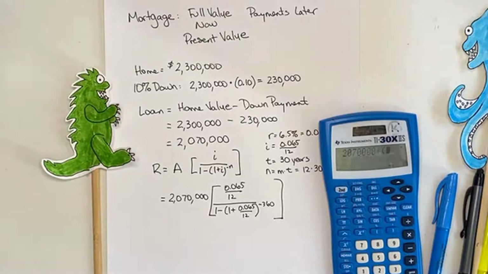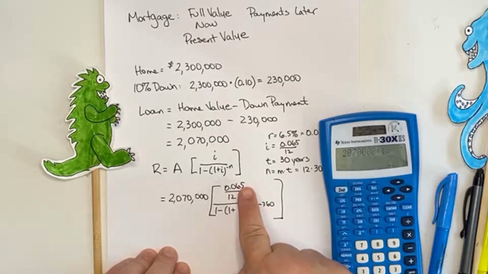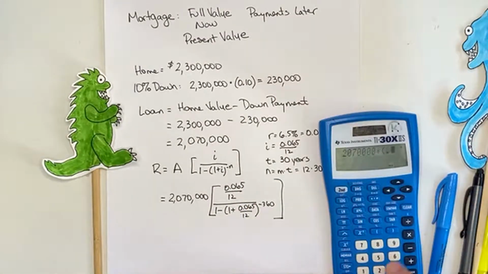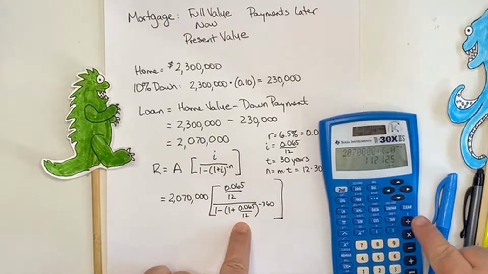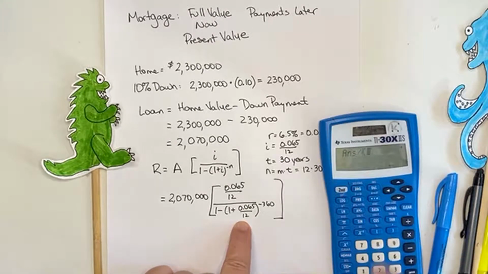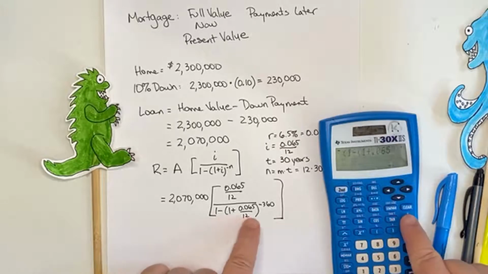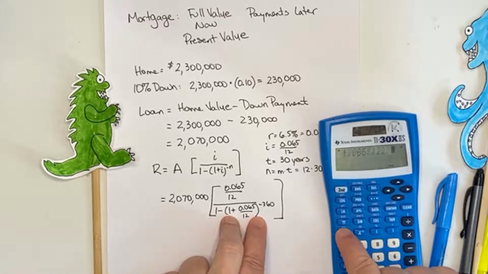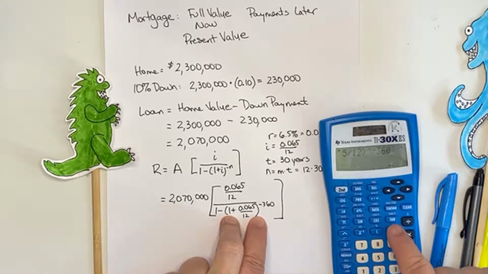Now, here's what I would recommend. I'm going to multiply across the top and set equals. So let me show you what I'm talking about. I'm going to multiply times 0.065 divided by 12, so just straight across the top, and hit equals. So that's this much. Now I'm going to divide by this denominator. Divided by big parentheses, 1 minus little parentheses, 1 plus 0.065 divided by 12, close the little parentheses, raised to the negative 360, close big parentheses.